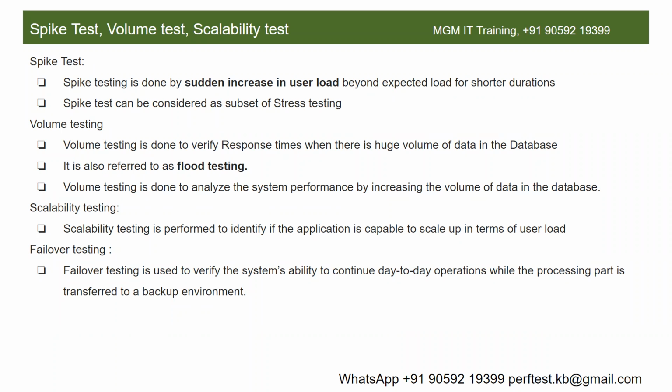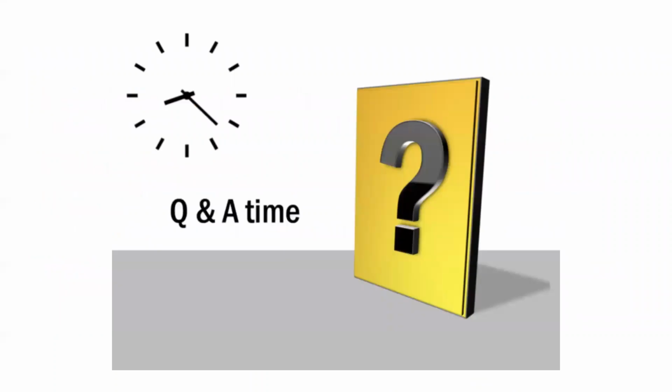Can you repeat what the different types of performance testing are that we discussed now? Stress testing, load testing, soak testing, volume testing, endurance testing, spike testing, scalability testing, failover testing. Right. First, what are the 2 important types of testing that we do? Load testing and soak or endurance testing.